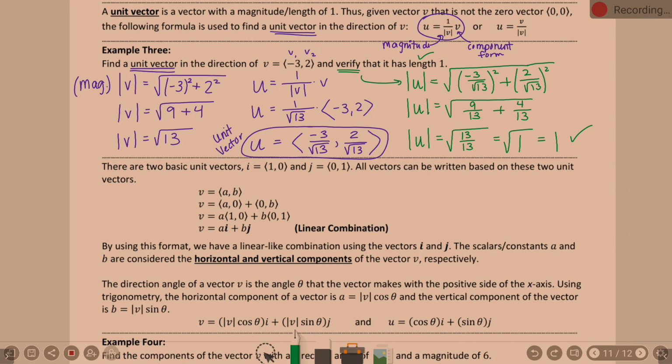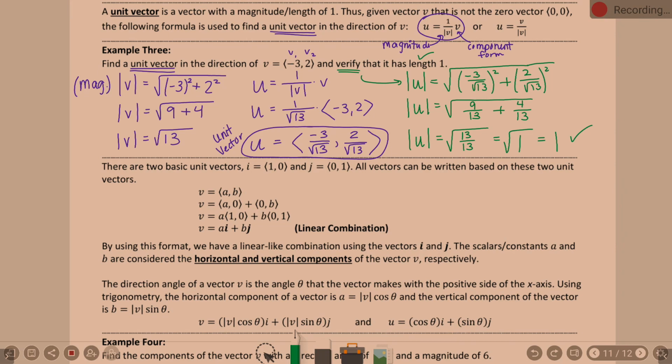So, there are two basic unit vectors. I is the one that is the x component. So I is defined to be the vector 1, 0. And j is defined to be the vector 0, 1. If you think about that, that's just your 1 over and your 1 up. All vectors can be written based on these two unit vectors.